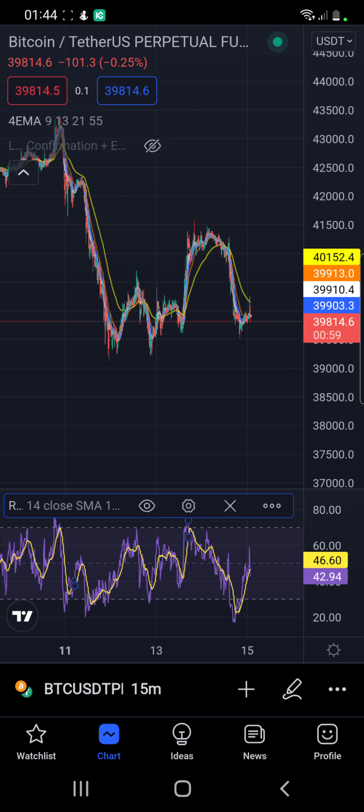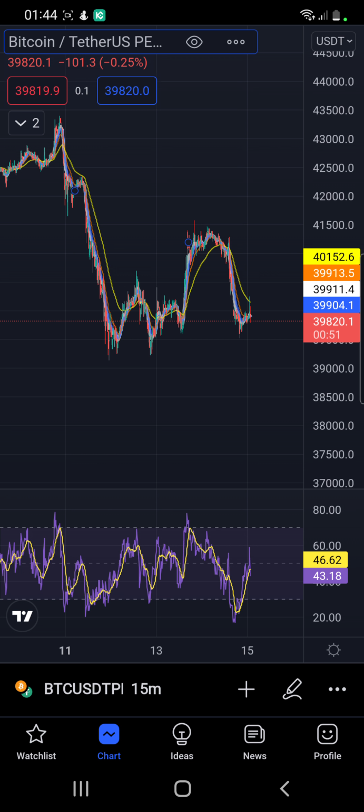So what is 70, 50 and 30? This top line is 70, this bottom line is 30, and this middle line that is going through here is 50. So how to use it?